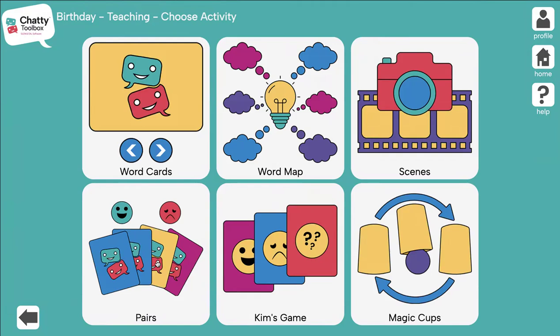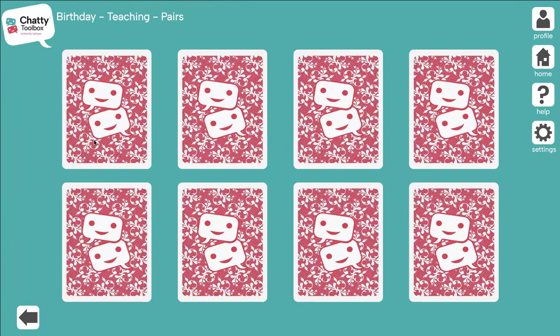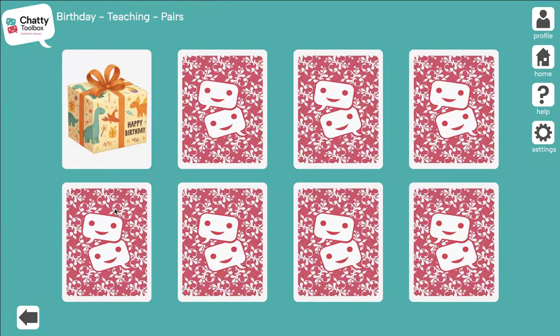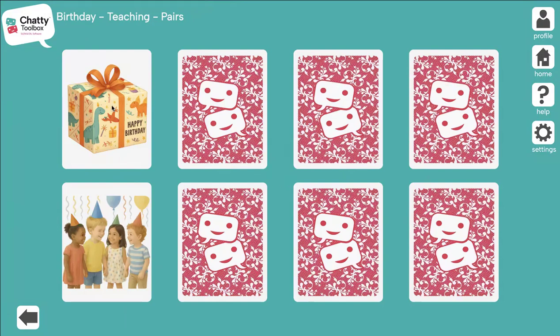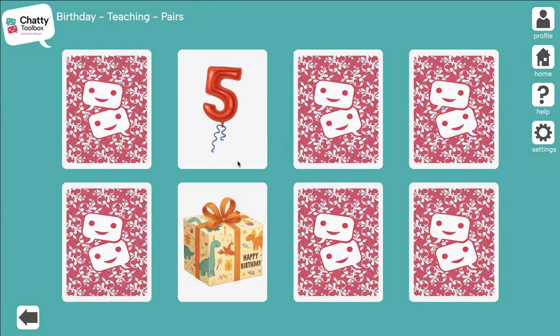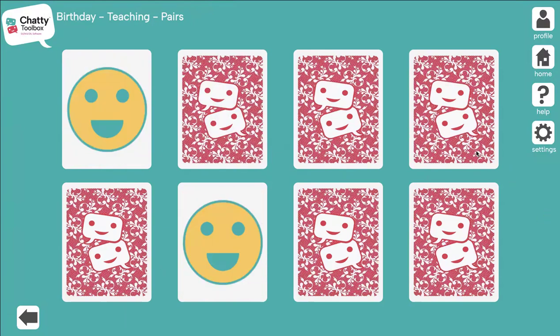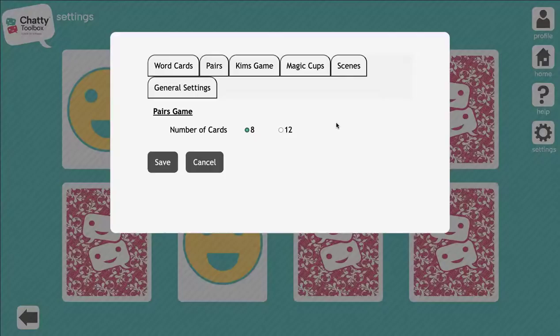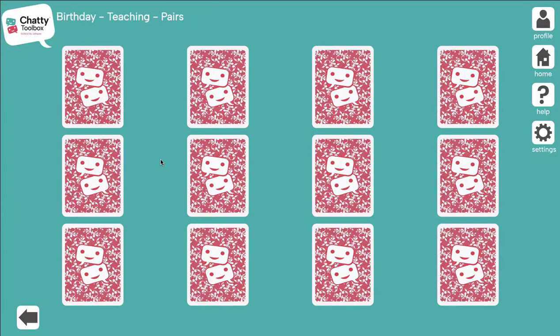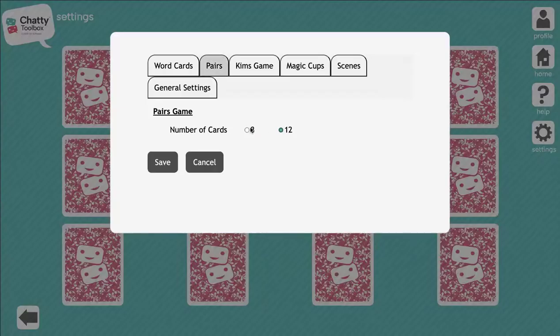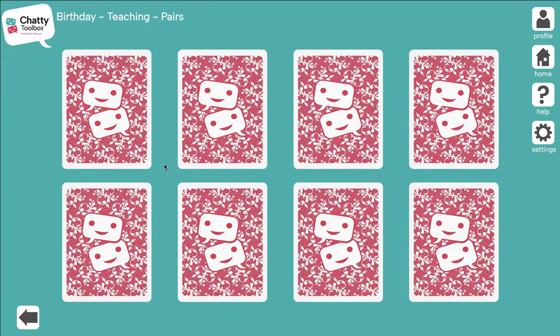And then you've got games, so we'll pop into pairs. We've got a present. If you click on the picture, it does say what it is. Got a balloon, and we've got 2 presents there, so we found a pair. If that's too easy for the children you're working with, you can set it to 12 cards. I would have thought for EYFS, you're probably looking at 8 as being appropriate. Children are all different, aren't they? They'll all be in different places each time you go in.